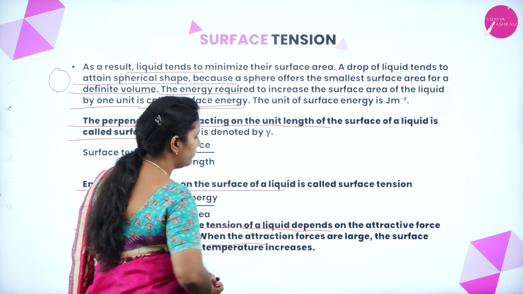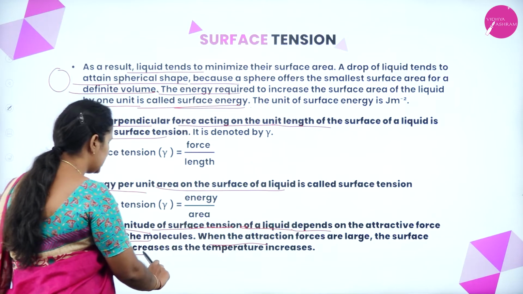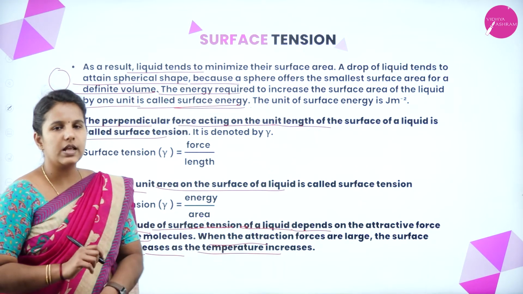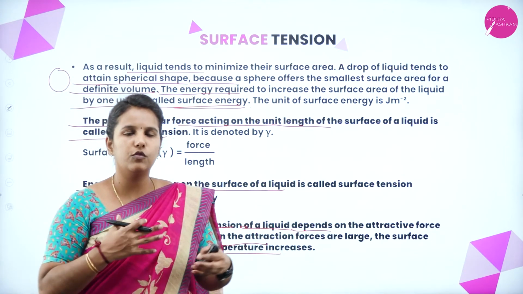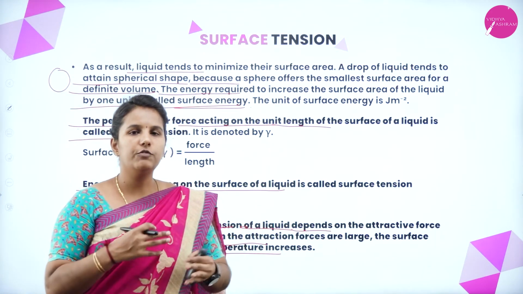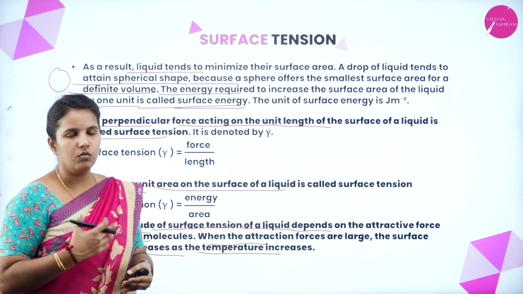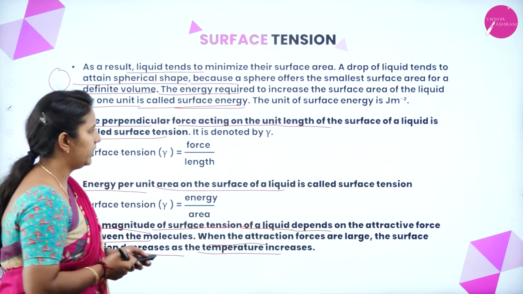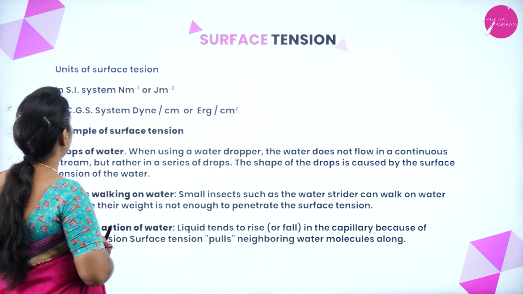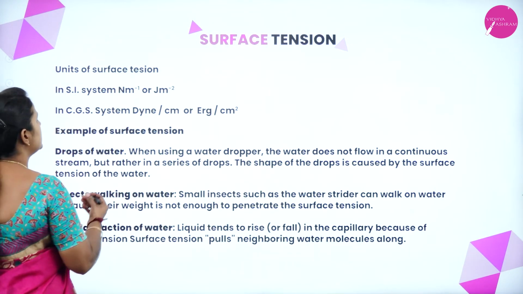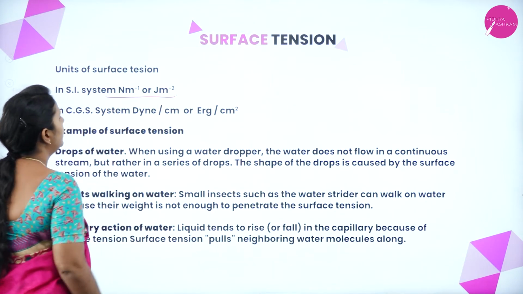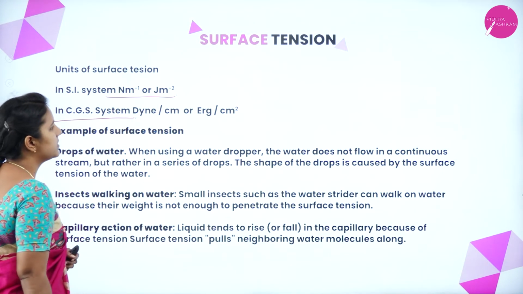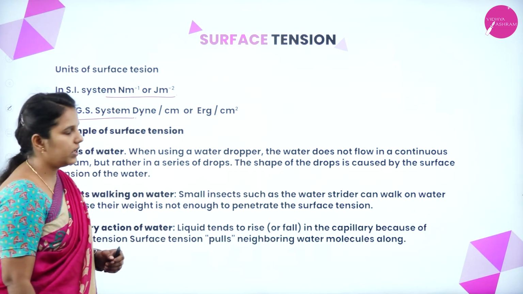When the attractive forces are larger, surface tension will decrease as the temperature is increased. The surface tension mainly depends upon the force of attraction between the molecules. When the force of attraction is more and more, what will happen to the surface tension? It will decrease with increasing temperature. For that, we have a unit in the SI system: Newton per meter or joules per meter square. In the CGS system, we represent it in ergs per centimeter square.